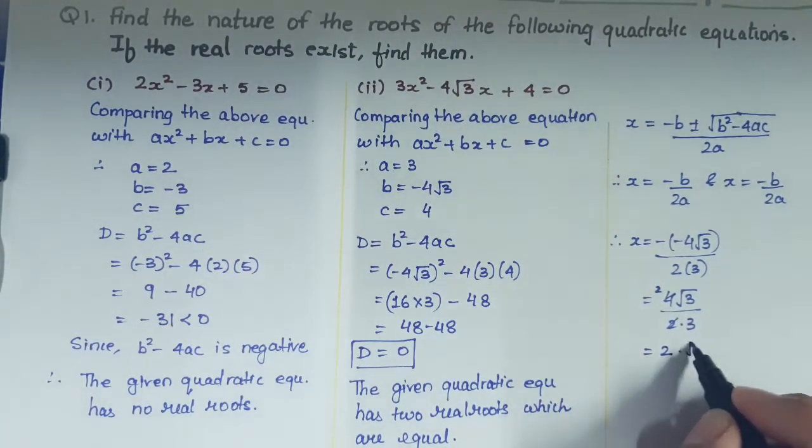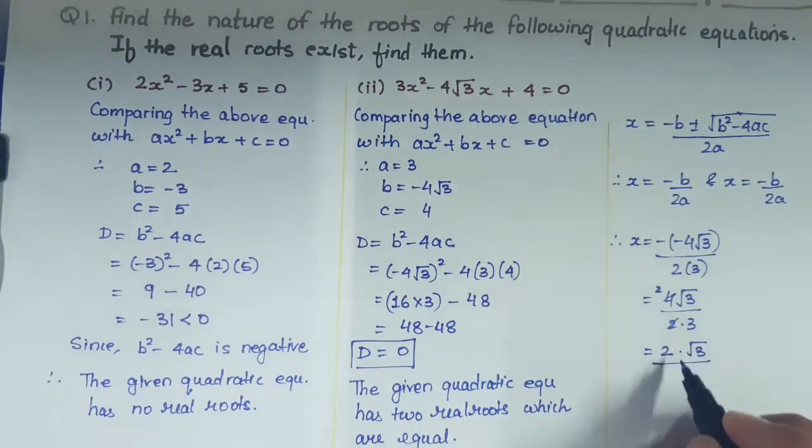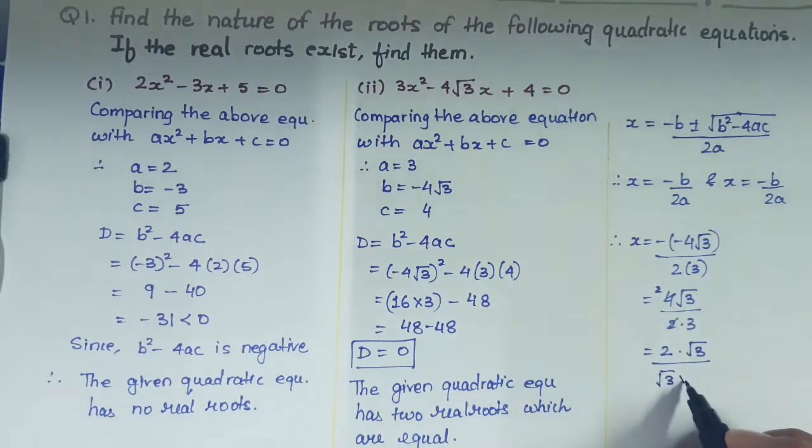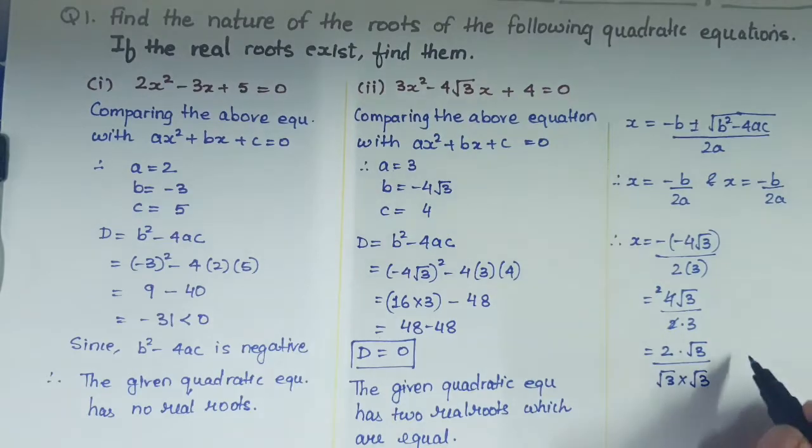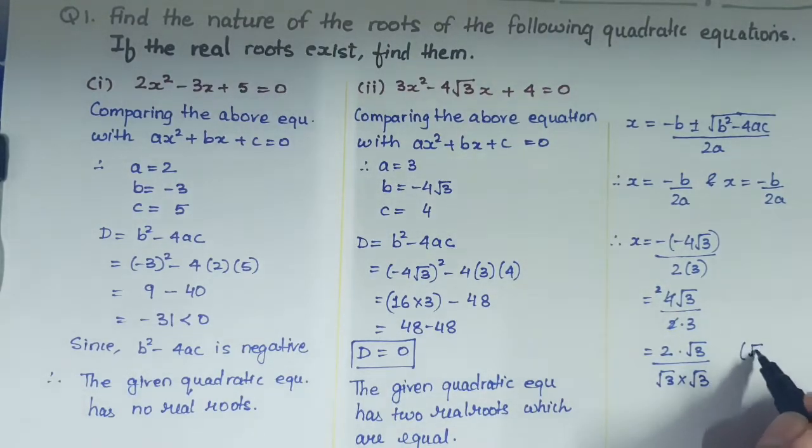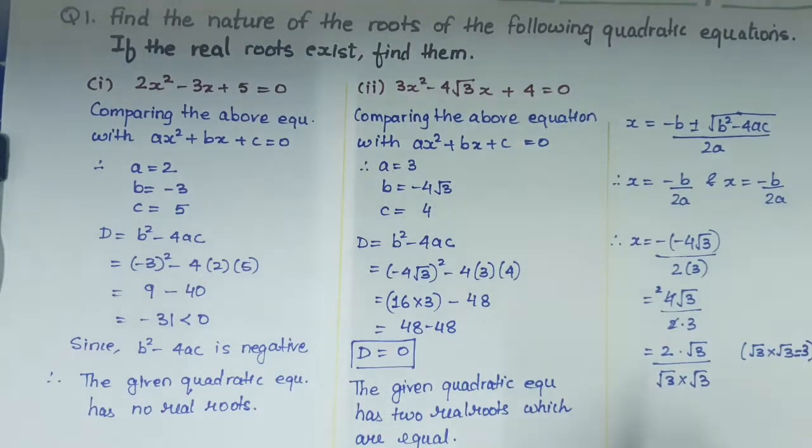Now this 3 can be written as root 3 into root 3, because we know root 3 multiplied by root 3 is nothing but 3. So again this will get cancelled out and we will get x equals to 2 upon root 3.